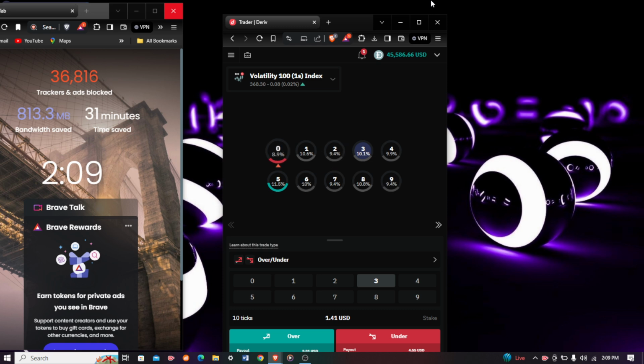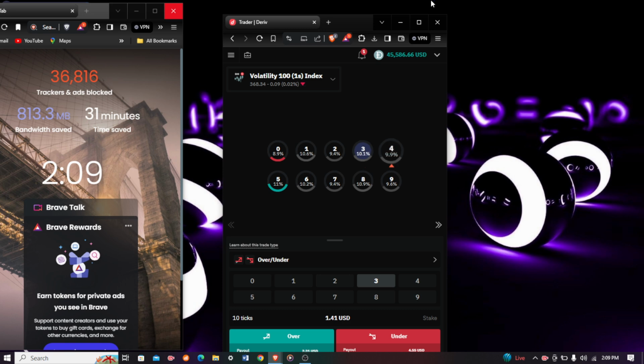Whenever you want to trade over 3, this is what you should do. You will wait for the ticker to touch either 0 or 1. Not to touch 0 and 1. You can wait for it to touch either. If it touches 0, you place over 3. If it touches 1, you place over 3. That is, with all other conditions constant.